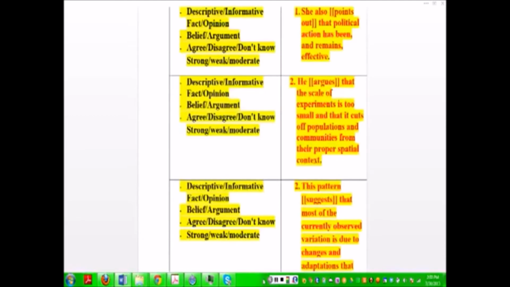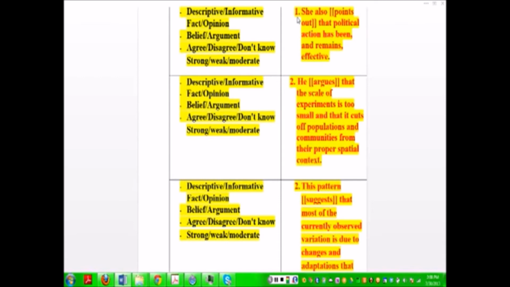So now I'm going to talk about the homework assignment and looking at informative reporting verbs. And I'm going to talk about 3 examples that we gave, and then after that you're going to finish it on your own and we'll discuss it more in class. So the first example, number 1, is, she points out that political action has been and remains effective. And this is a little difficult one. It's an informative sentence, okay, because it's a complete idea. Political action has been and remains effective. You know exactly what she was thinking.